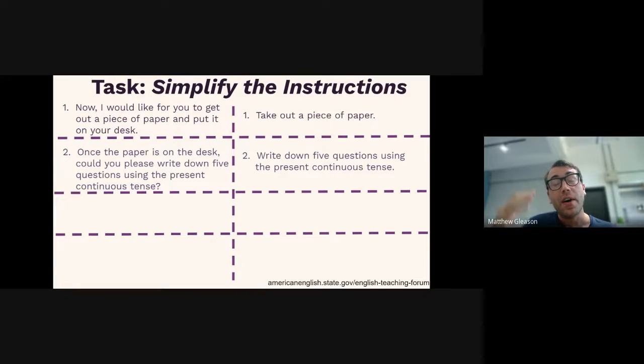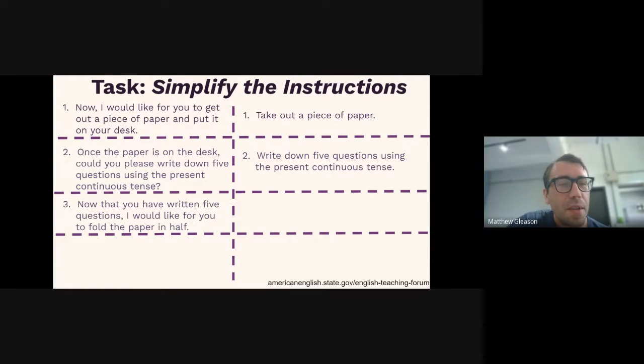And this is important the higher you go. So you probably won't be at high school, but imagine when you do, like, the present perfect continuous tense, you know, that's just confusing to think about. All right, let's keep going. Next one. All right, number 3. Now that you have written 5 questions, I would like for you to fold the paper in half.